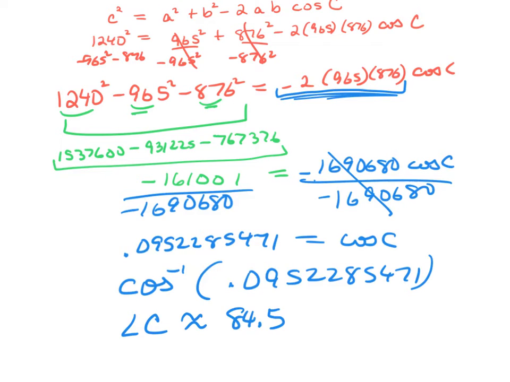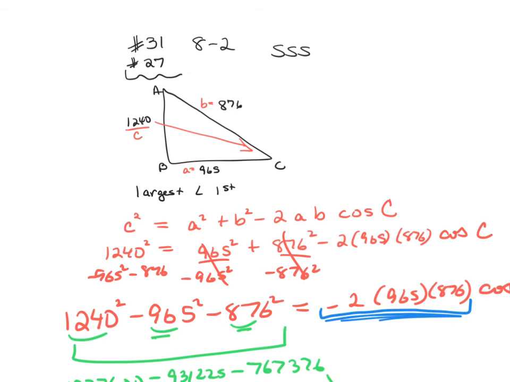Now, in the answers that were posted in the file, they were given as decimal in degrees and minutes. You can leave it as a decimal degree. So let me go ahead back up to my picture here. So now I know angle C is 84.5 degrees.